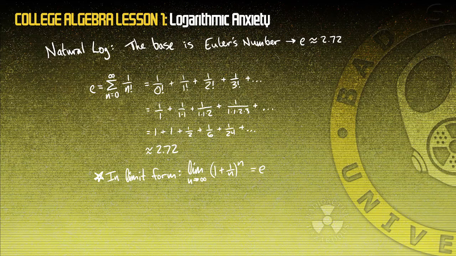And this can also be written in limit form. The limit as n goes to infinity of 1 plus 1 over n, all to the n power, will equal e. So it's a constant number that Euler discovered, and it's used a lot.